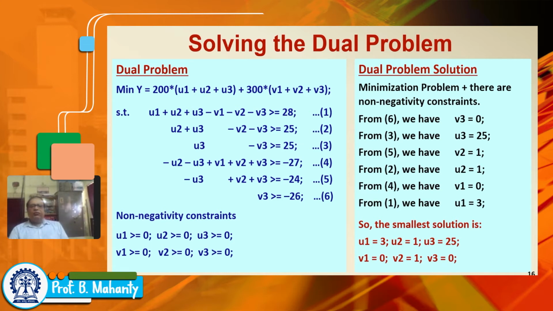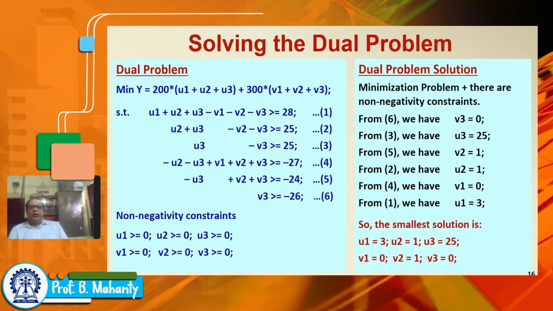So what exactly I am trying to tell you is that once we formulate the dual in this particular form, the nature of the dual problem is such that we can find the solution of the dual problem by inspection, and that solution should be the smallest possible solution, because after all it's a minimization problem. The nature of the problem is such that we could solve the dual problem by the inspection method. Fine. So we found the dual solution.